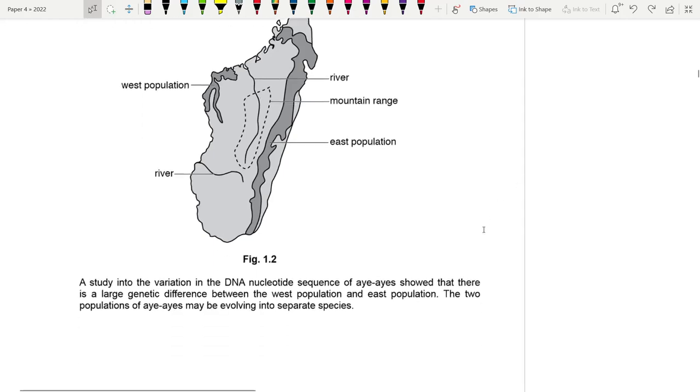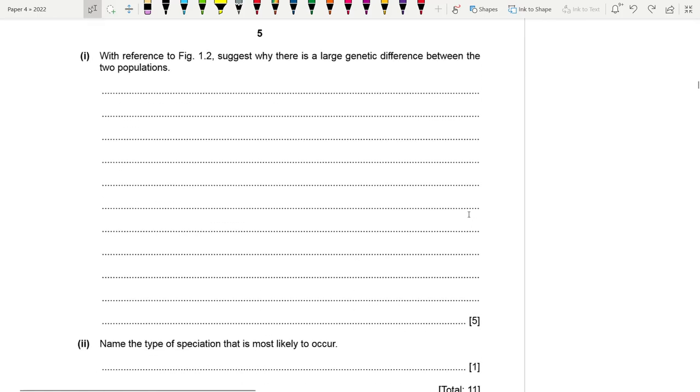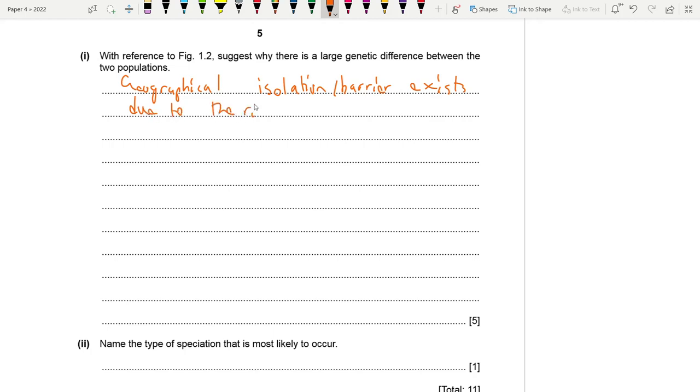That's what happens. So, with reference to figure 1.2, suggest why there is a large genetic difference between the two populations. It's pretty straightforward. This is geographical isolation, right? Allopatric speciation. So, mainly a geographical isolation or barrier exists between the two populations. You could give an example, due to the river or the mountain range, okay.